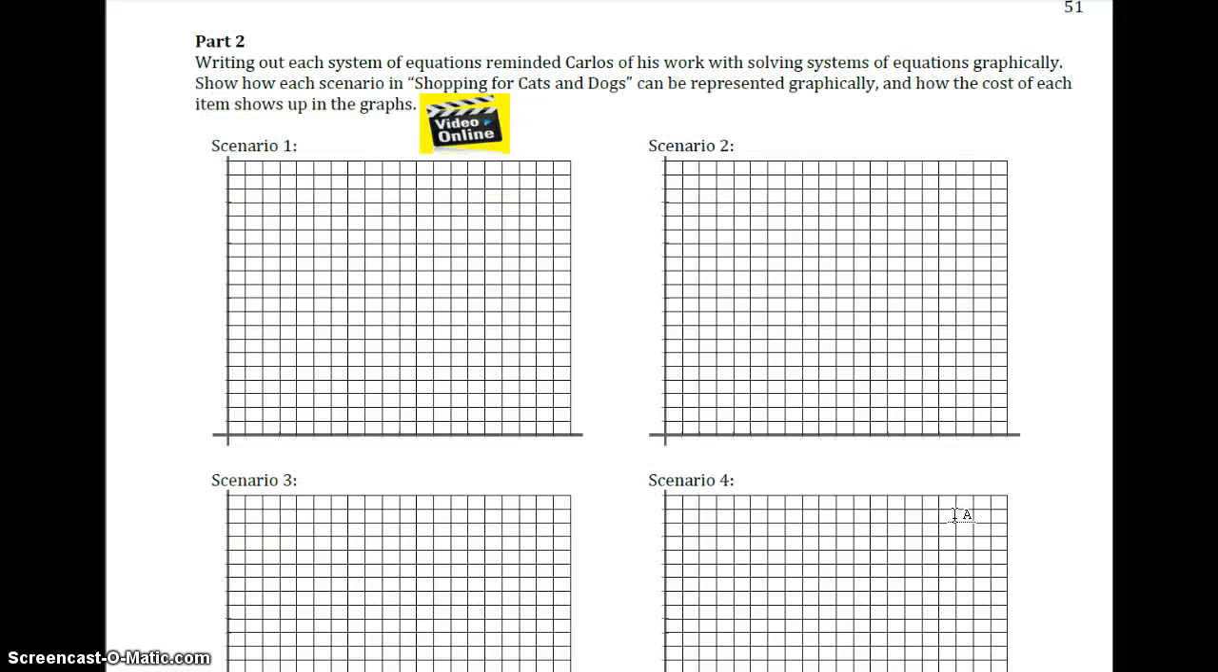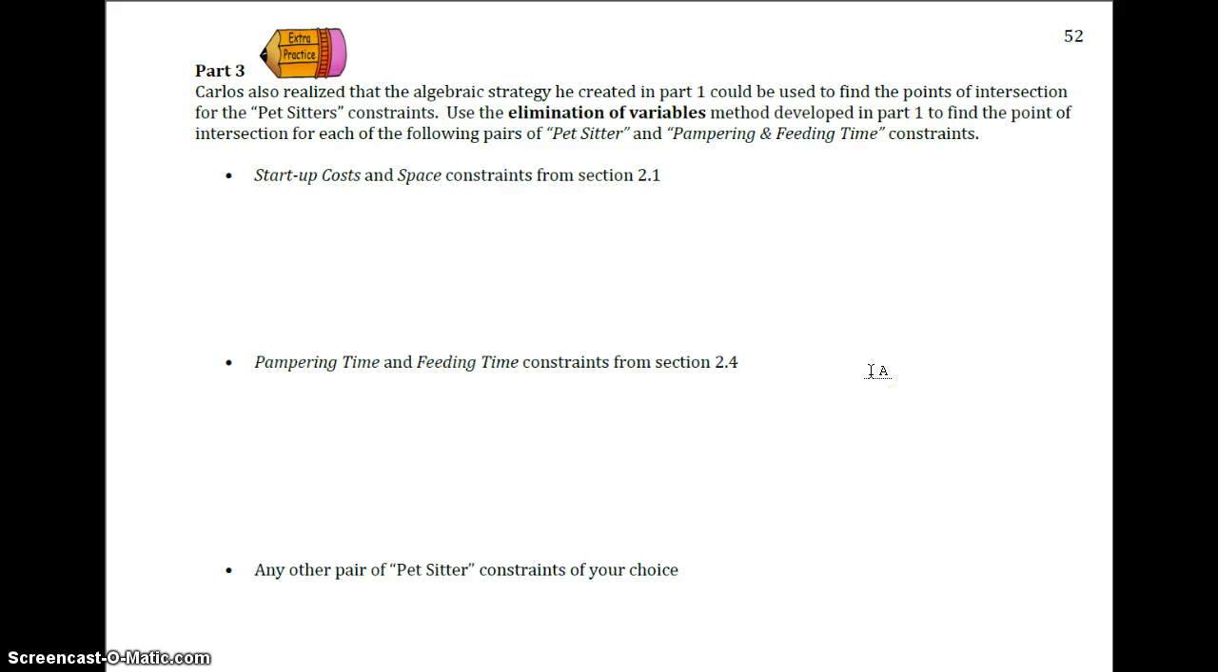Once you finish part 1, it asks you to graph each of those scenarios so you can see where they intersect. I'm going to actually have you do part 2 after part 3, so I want you to skip down here. The method that you've been using above is called the elimination of variables method. I'm going to ask that you now use that same method, but this time with our startup and space constraints and our pampering and feeding time. So I'm just going to give you those equations that we wrote.